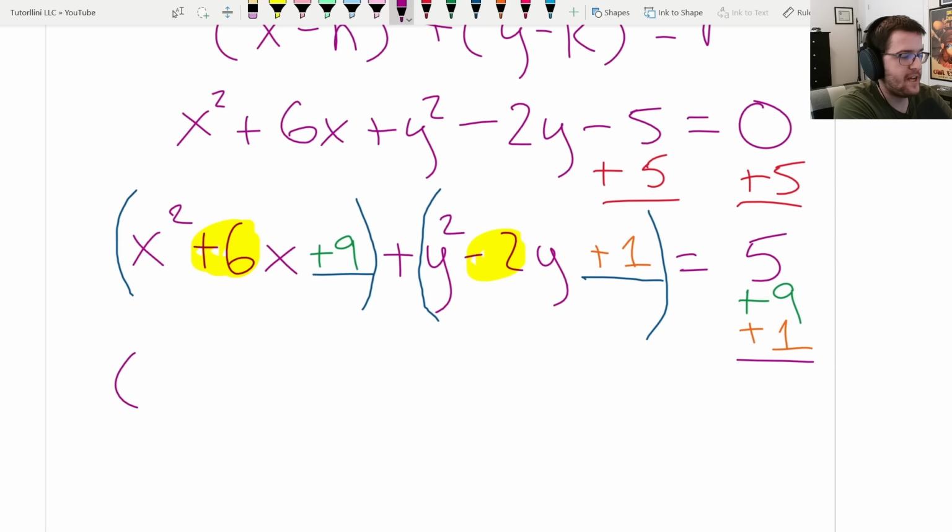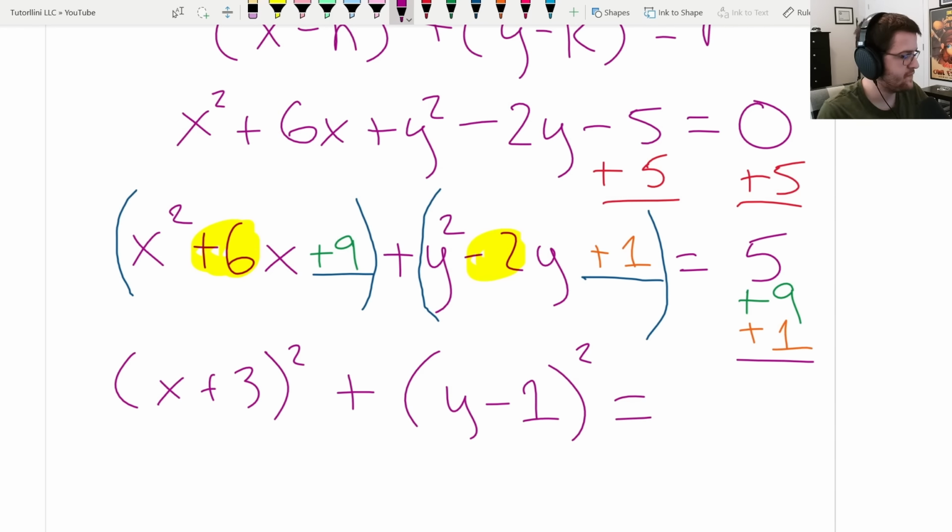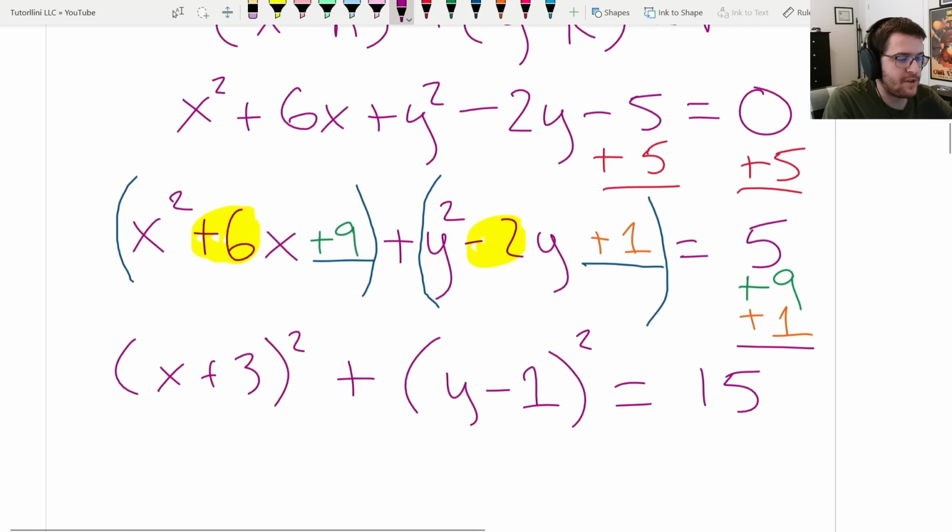So this is x plus 3 times x plus 3, which is just x plus 3 squared. And this is y minus 1 times y minus 1, which is just y minus 1 squared. And then let's see, 5 plus 9 plus 1 is 15. So all of a sudden, this looks a lot more like the equation above.